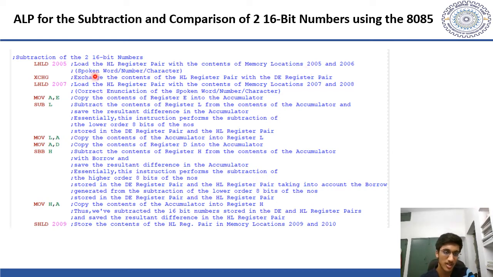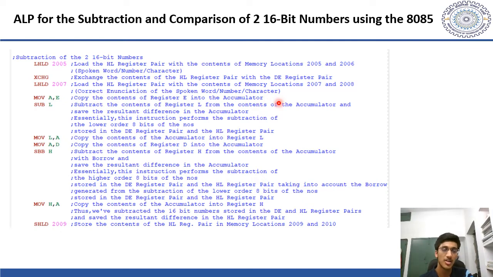Once we have got the spoken word, the number of the character, we are also required to get the correct enunciation of that particular word. In order to do so, we are first of all required to exchange the contents of the HL register pair with the DE register pair, such that the spoken word or number of character goes into the DE register pair. Then we can, in a similar manner, load the HL register pair with the contents of memory locations 2007 and 2008, which should contain the 16-bit number corresponding to the encoding of the correct enunciation of the spoken word or the number of the character.